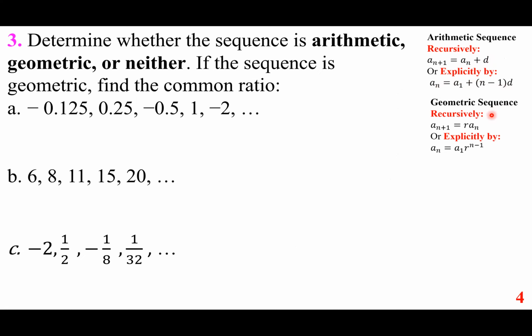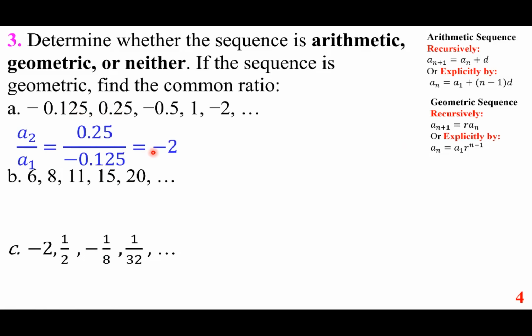In the case of a geometric sequence, recursively, a sub n plus 1 is r times a sub n. That means multiply the previous one by r. Explicitly, a sub n is a sub 1 r to the power of n minus 1. So if this is the case, in the case of a geometric sequence, there has to be a ratio. So if we divide these two, that means 0.25 by negative 0.125, we get negative 2.